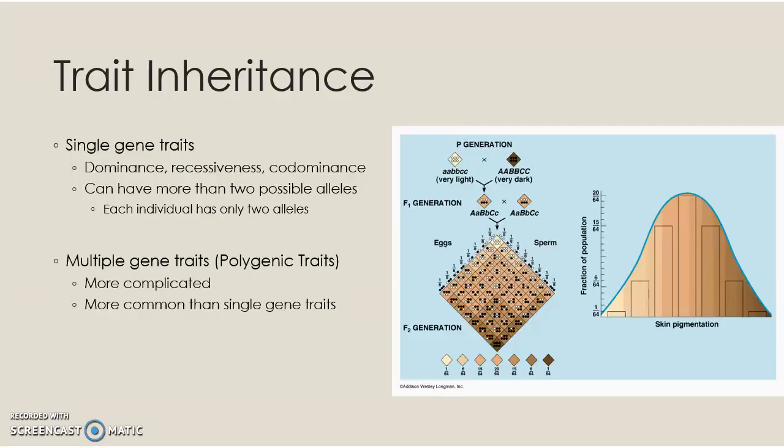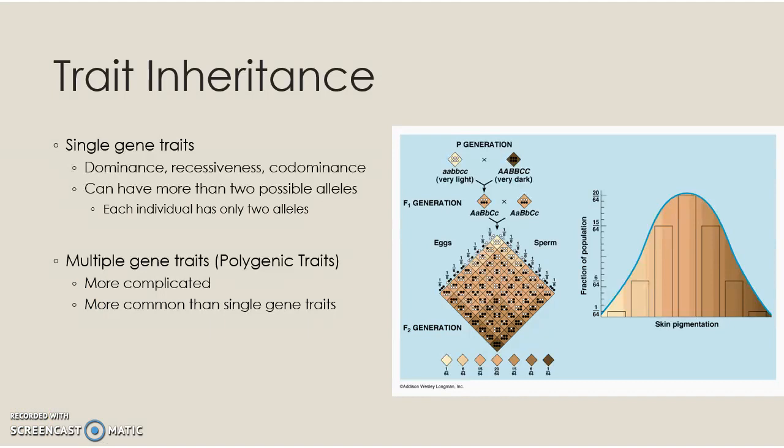So we've been spending a lot of time talking about traits that are controlled by single genes. And we've been talking about how some alleles for those traits are dominant and they're always expressed if they're present, and some are recessive and they're only expressed if they're present in 2 copies. And sometimes you end up with 2 different alleles and they both get expressed, and that's codominance. And it's all relatively straightforward.